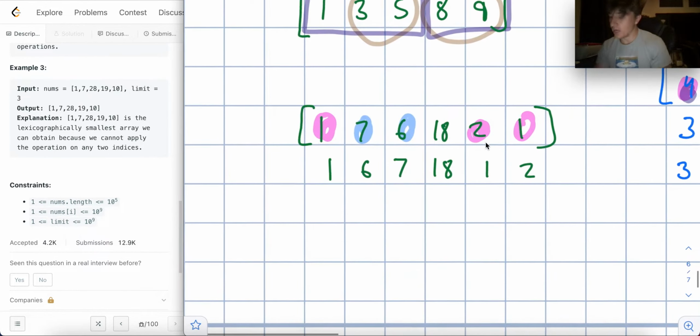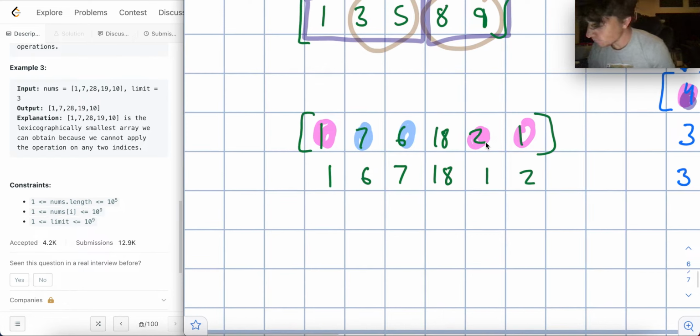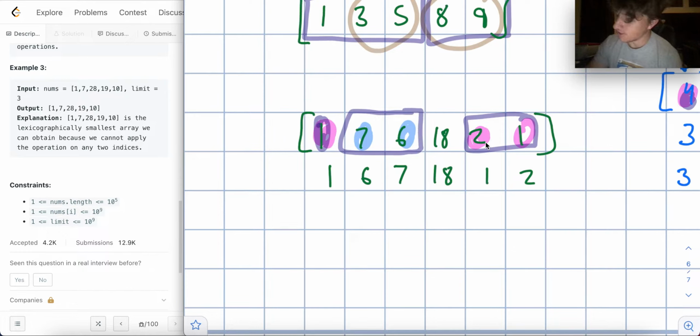Okay, let's look at this problem again under a different light. So 1, 2, and 1 are all in a group together because the distance here was 2, or 3, doesn't matter. 1 and 2 and 1, they're all in the same group. This 1, 2, and 1. And that's in the same group as before, the same kind of idea. And so are the 7 and 6, and the 7 can't go in because the 7 can't reach this 18.